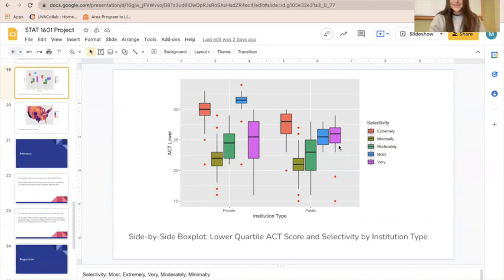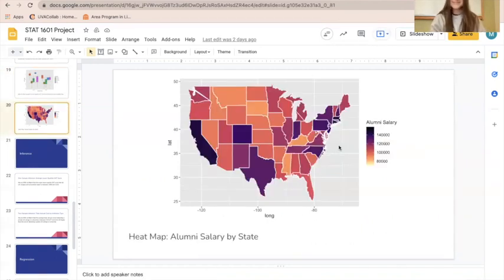And then next we have our heat map, very pretty. It is comparing the alumni salary by state. So this heat map shows on average the average alumni salary based on state in which the school is located. According to the data set, after 10 years of work experience, alumni from colleges and universities in California and Massachusetts can expect to make upward of $140,000 a year on average.